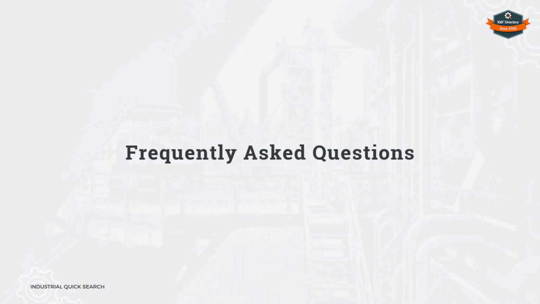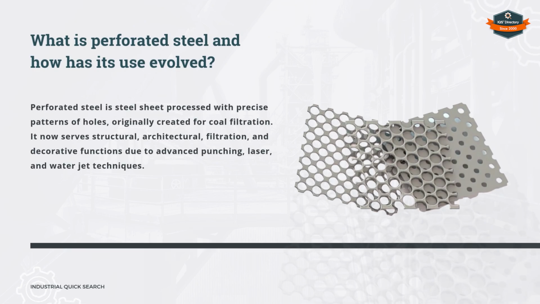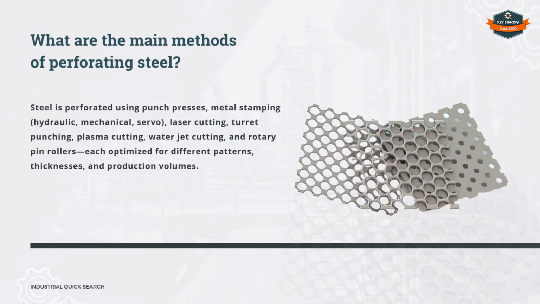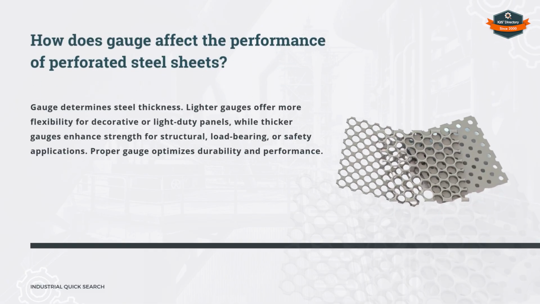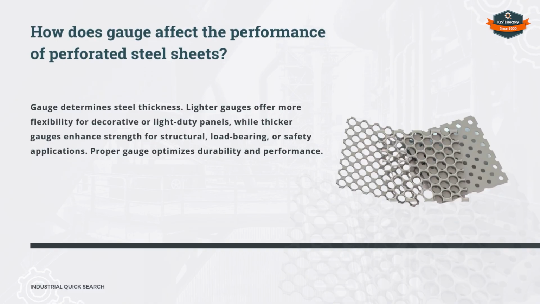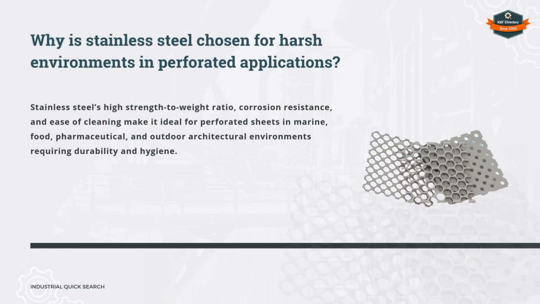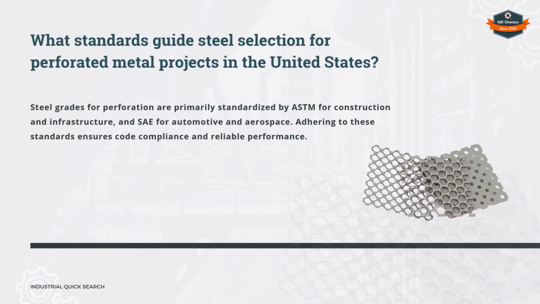Frequently asked questions. What is perforated steel and how has its use evolved? What are the main methods of perforating steel? Which grades and types of steel are used for perforated sheet fabrication? How does gauge affect the performance of perforated steel sheets? Why is stainless steel chosen for harsh environments and perforated applications? What standards guide steel selection for perforated metal projects in the United States?